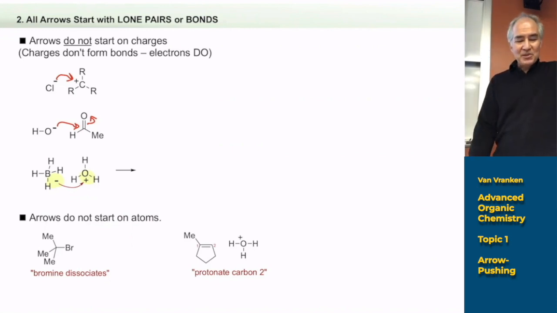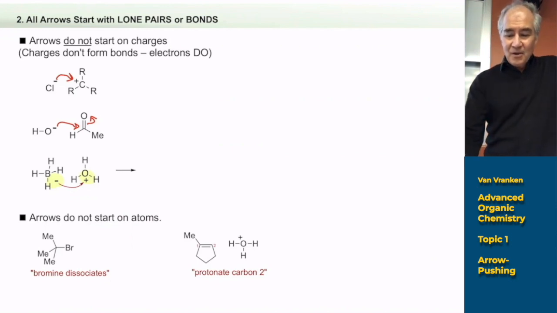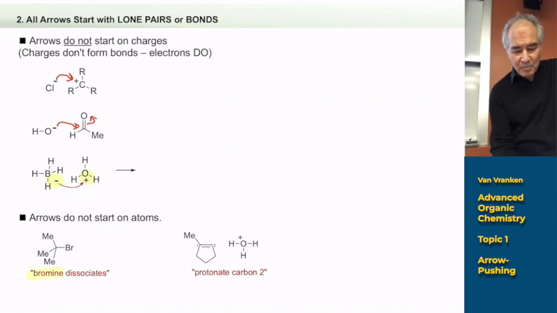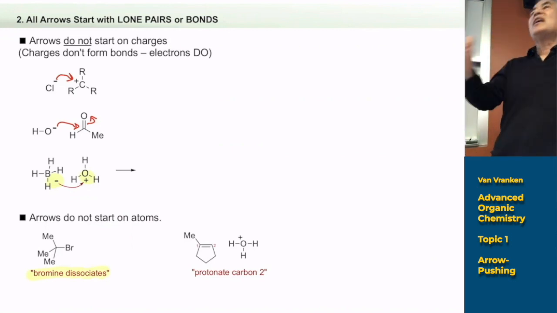We use arrow pushing to represent the interaction of filled orbitals with unfilled orbitals. Also, don't use arrow pushing to show the motion of atoms, and that will be confusing to you. So for example, I might say vocally, oh yeah, that bromine pops off. The bromine dissociates and goes somewhere. That's what I'll say. But that's not what your arrow pushing should represent.